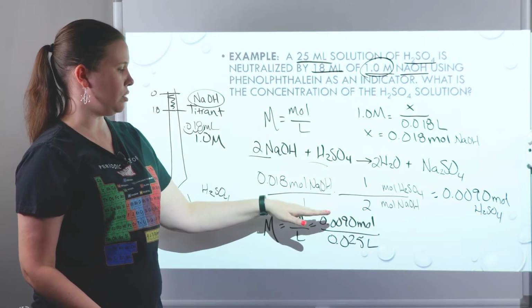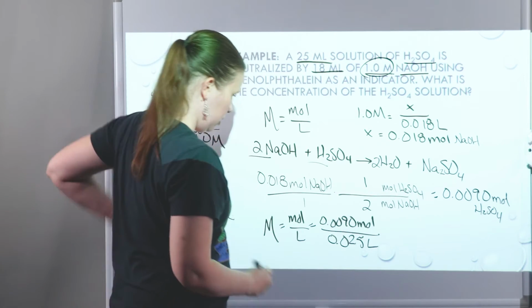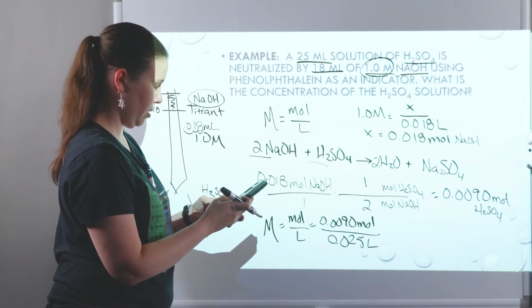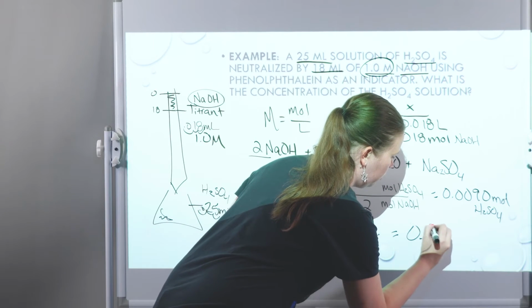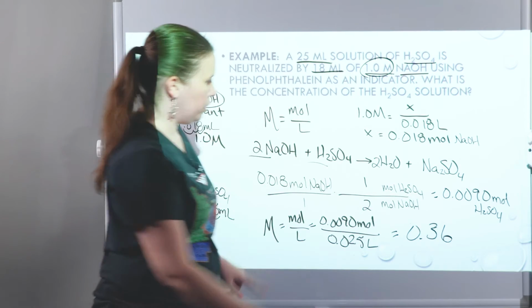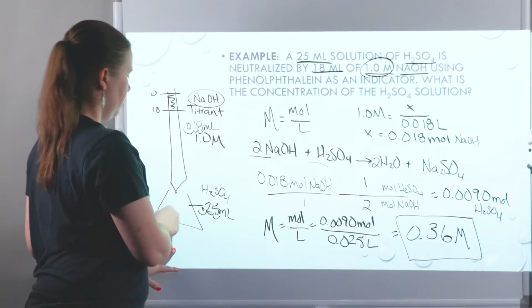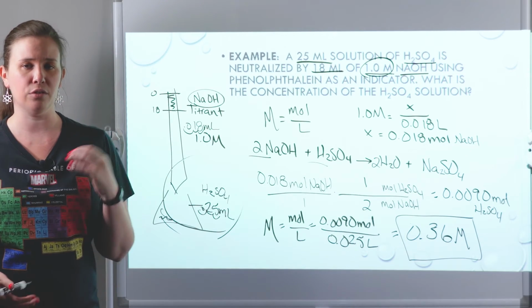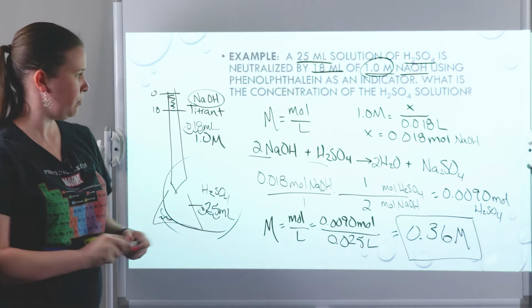So now if I take the 0.009 moles and divide it by the 0.025 liters, we get, actually I don't know that off the top of my head, 0.009 divided by 0.025, we get 0.36. Again, with 2 significant figures from each part. Now, because I was solving for molarity, the units are capital M. And that is the final answer. I now know the concentration of my sulfuric acid, which means I have standardized the sulfuric acid solution. I know its concentration is 0.36 molarity.